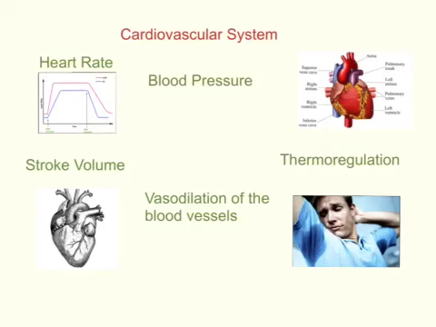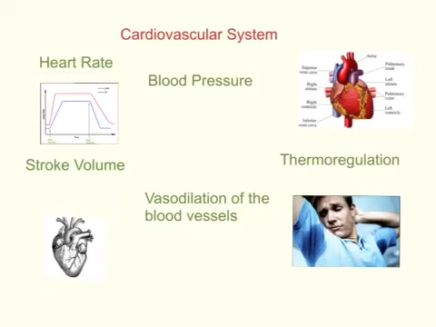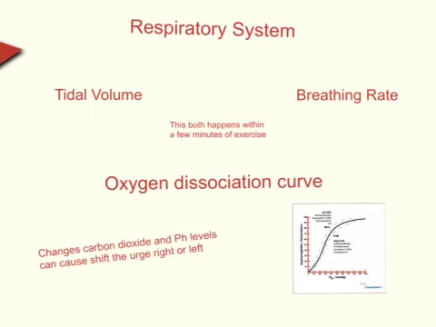Thermoregulation happens when the body gets too hot and the body sends blood to the skin to cool it down. Stroke volume is the amount of blood that is pumped through the heart by the left ventricle. Tidal volume is the maximum amount of oxygen you can take in within one breath. Breathing rate is the amount of carbon dioxide and oxygen taken in and out within a minute. These will both rise with exercise and will rise within a few minutes of doing exercise.